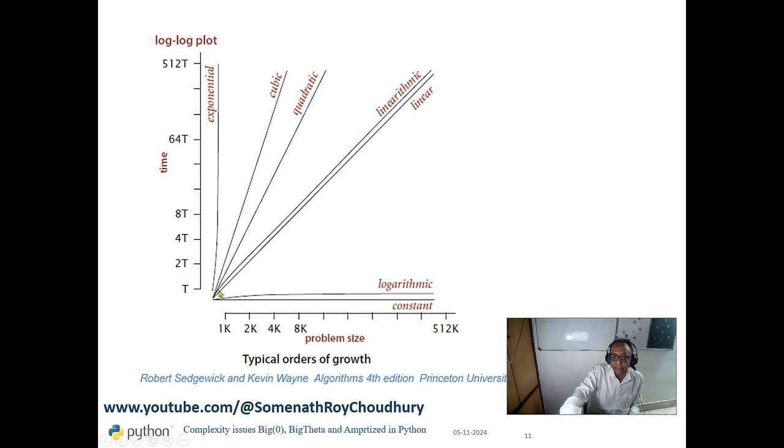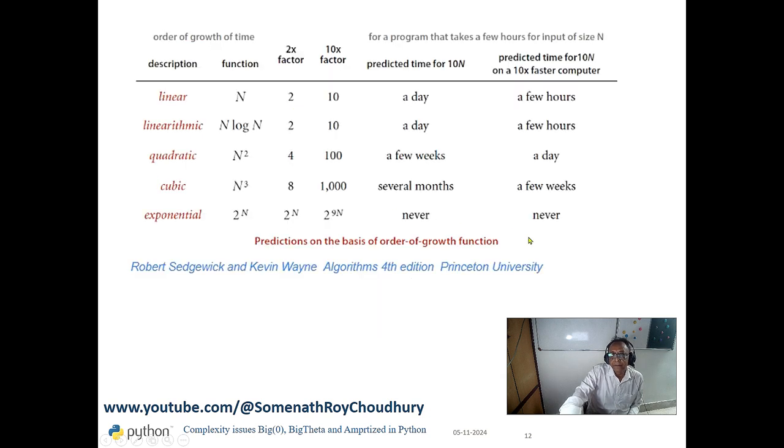Linear logarithmic, I can make it a less steep curve. That research will always go on. But these are the intractable problems, exponential. Another thing I have not shown here is factorial. It is much steeper here. This is exponential. Even for a small size of n, like n and 10n, you will never get an answer, whatever powerful computer you have. So exponential problems are very difficult problems.